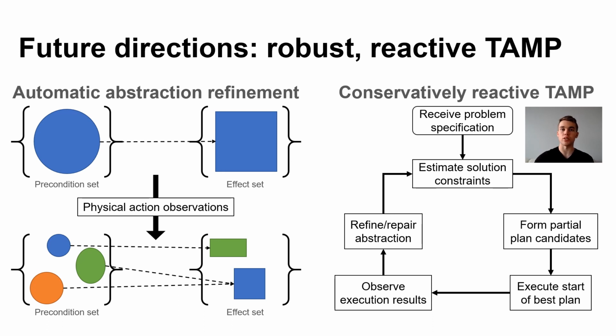This allows a robot to start acting faster than a fully deliberative planner, and also react to unexpected events during execution. Taken together, these techniques can provide a fully robust, efficient, and flexible robot planner.